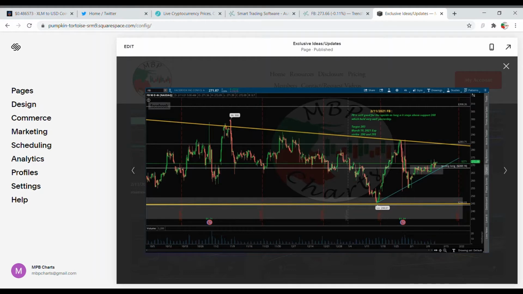Here we have Facebook. So we say that the plan favorite is still good for the upside as long as it stays above 268 support, which held very well yesterday. That was on the 11th. We're on the 16th, so this was last week. This chart right here is a 4-hour chart we're looking at. So right here we look at 268, 270. It's holding, it's doing its thing.